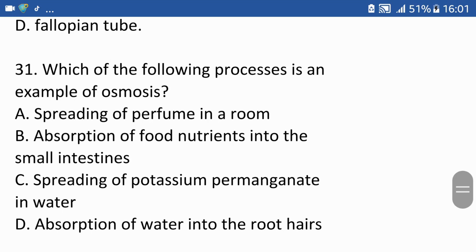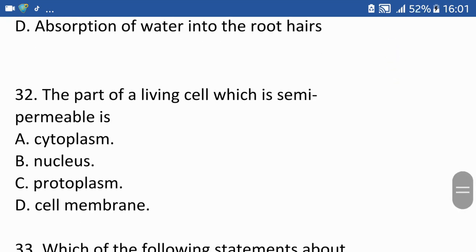Thirty-one, which of the following processes is an example of osmosis? Thirty-two, the part of a living cell which is semi-permeable is the.